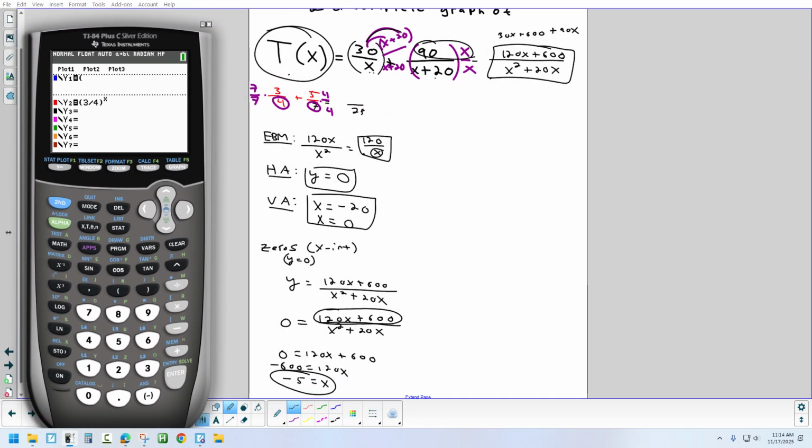So we've got 120x plus 600, and we're going to divide by x squared plus 20x. How many vertical asymptotes did this problem have?